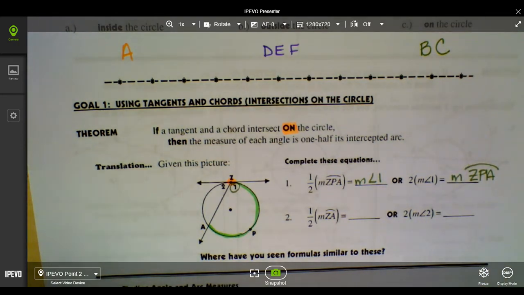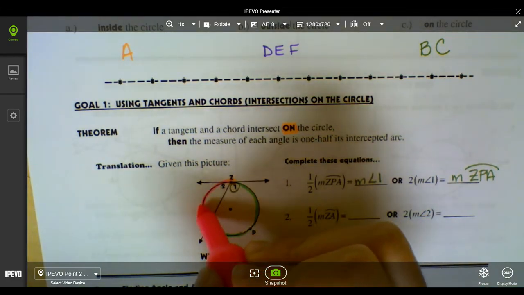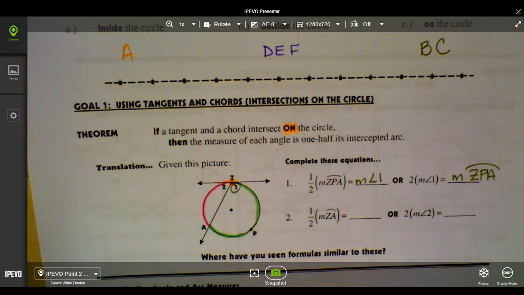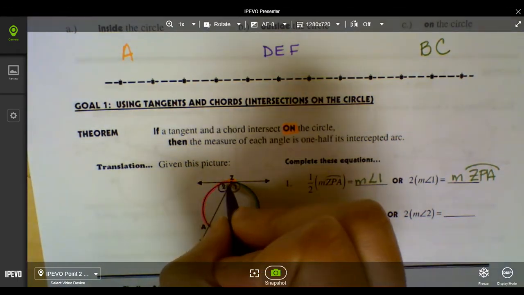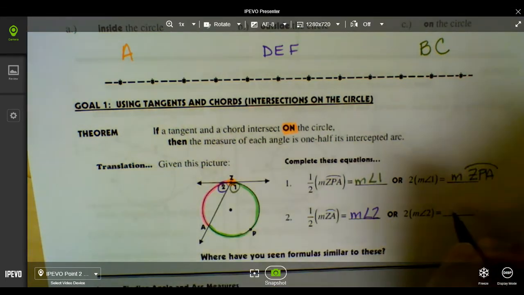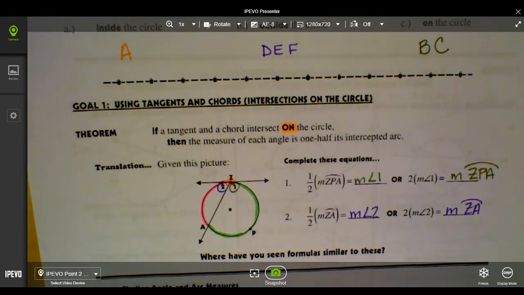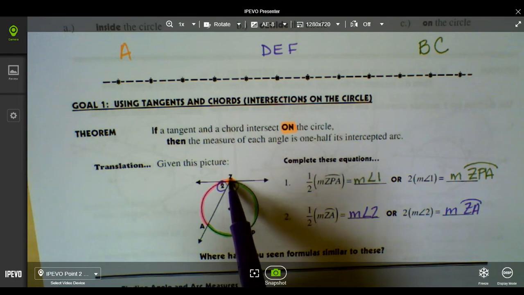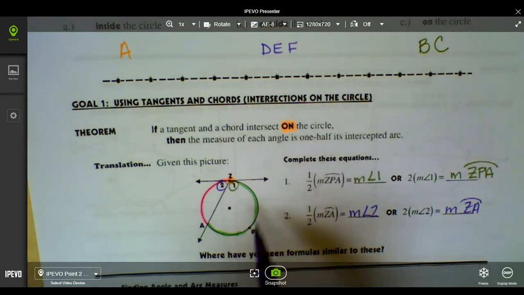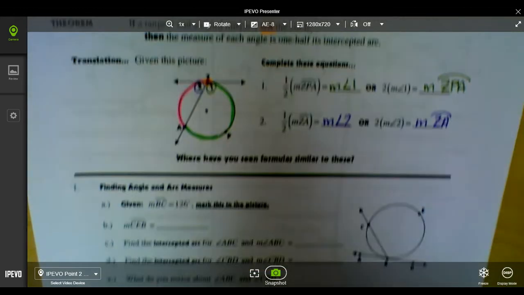Okay, and then on the other side, if I have 1/2 the measure of just ZA, my minor arc, so ZA is over here, that means I'm just going to get the measure of angle 2. And if I have 2 times the measure of angle 2, I'm just going to get back to the measure of arc ZA. Okay, so hopefully you can see the intercepted arc. It's in between the point of tangency and where the point is on the circle. All right, let's do an example with these.